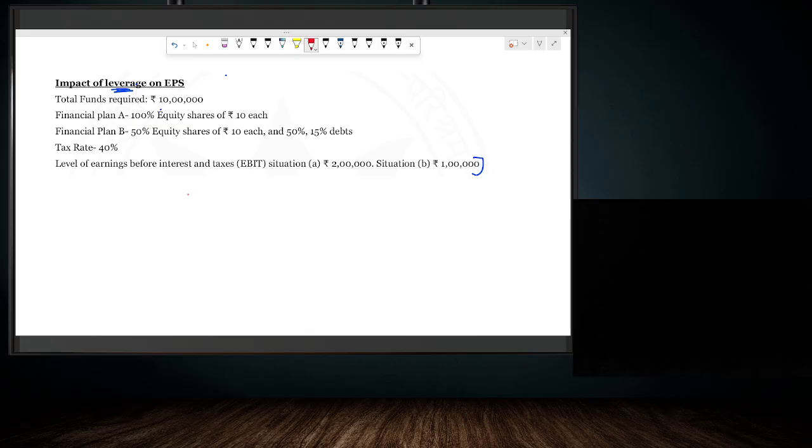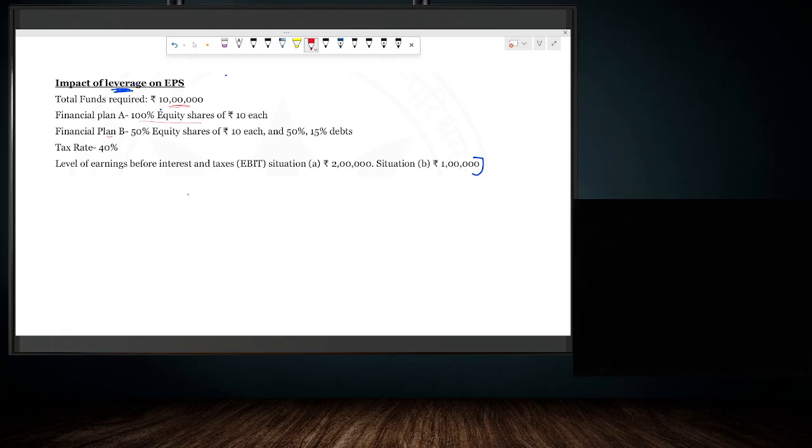Total funds required by the company is rupees 10 lakh. There are two financial plans for raising this 10 lakh rupees of additional capital. Under plan A, the company can raise this 10 lakh rupees in the form of equity share capital without any debt. They can issue equity shares worth rupees 10 lakh. This is the financial plan A.